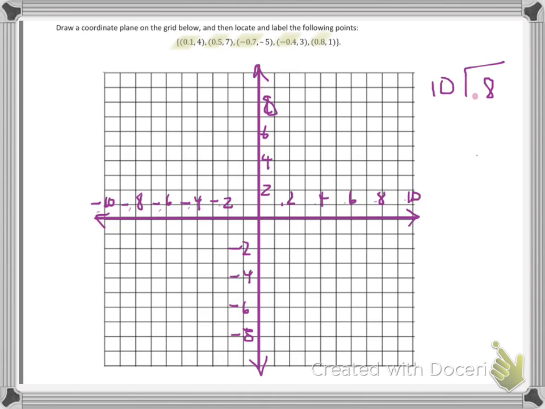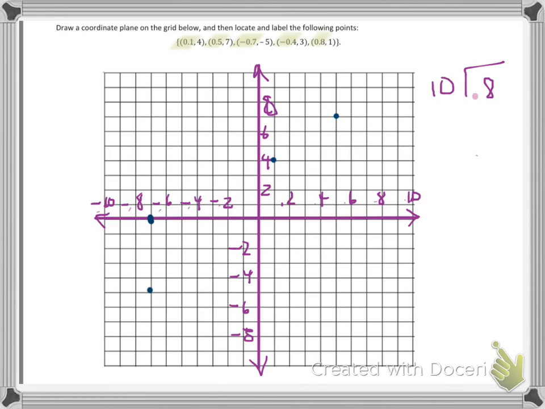So let me change the size of my pen here so we can plot them easily. (0.1, 4) means I would go right to 0.1 and up to 4. That one's there. (0.5, 7), right to 0.5, up to 7. Right there. (-0.7, -5). So left to -0.7, which is here, and then down to -5. So that's that. Okay, so now look, we're using all of our space.